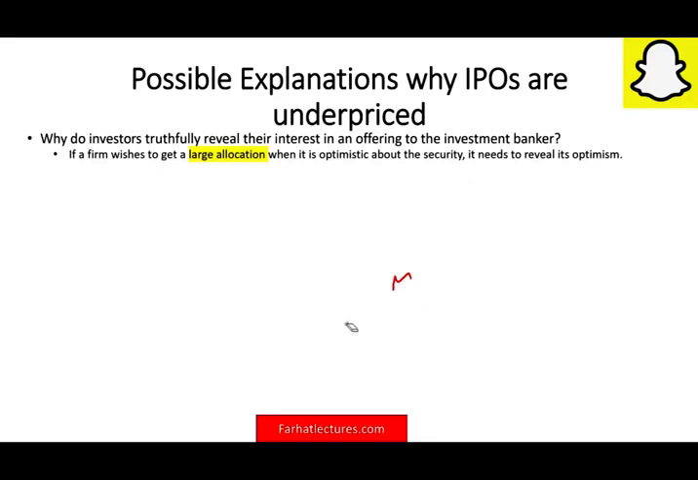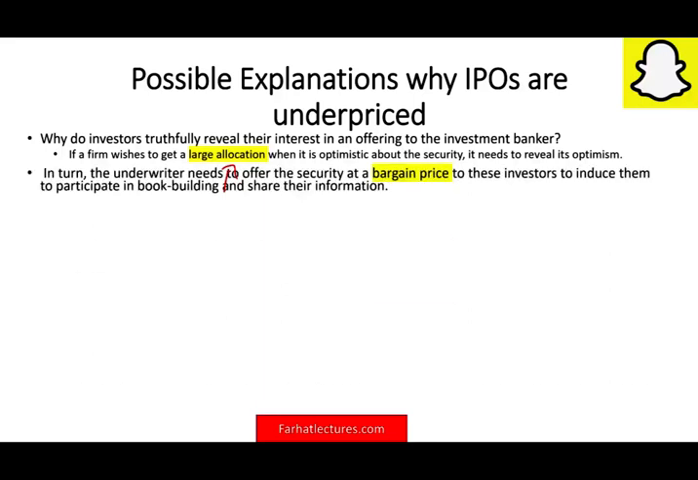So if you have interest, you have to show the interest so it shows in larger allocation. From the investment's perspective, you have to show your interest. From the underwriter's perspective, they have to be very careful. They need to offer the securities at a bargain price to these investors. Why? Because they want to entice you to participate in this book building and share their information.